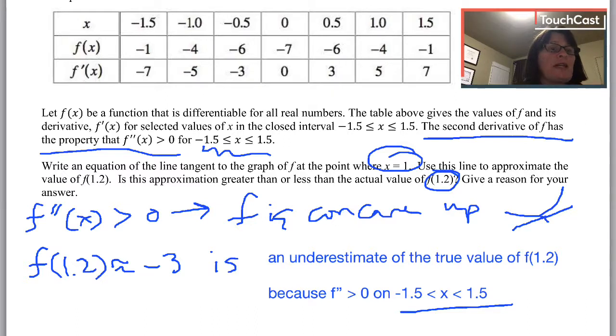I could have just said because f double prime is positive on the interval 1 is less than x, which is less than 1.2. But that interval that you know the concavity, it has to extend to include both the original a and the x value that you want an estimate at. Final answer.